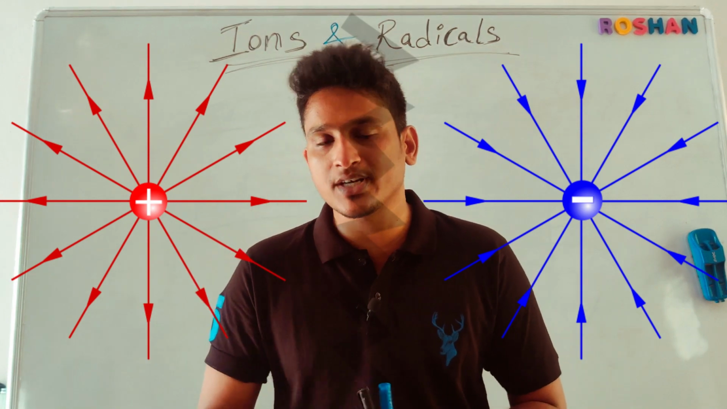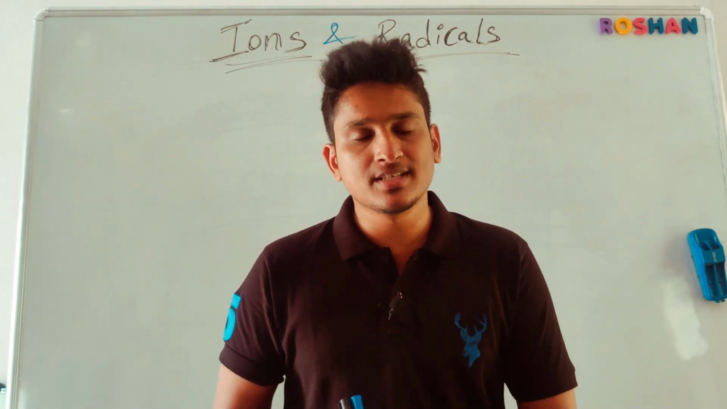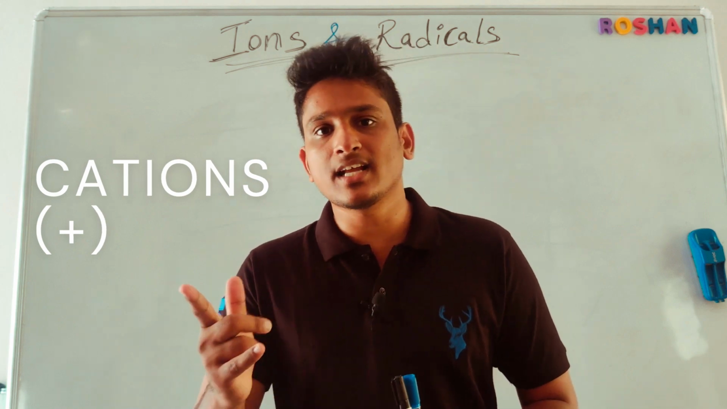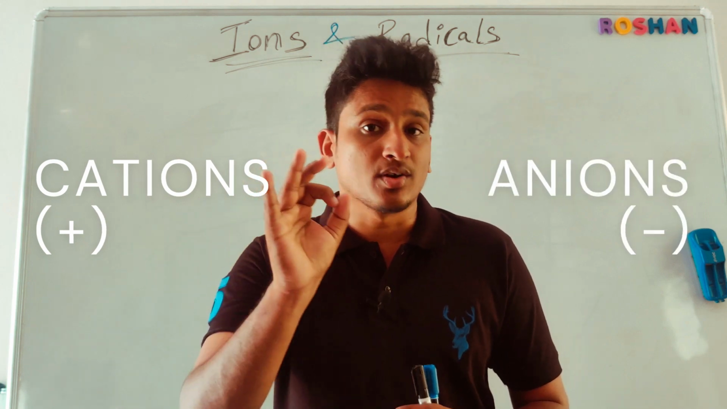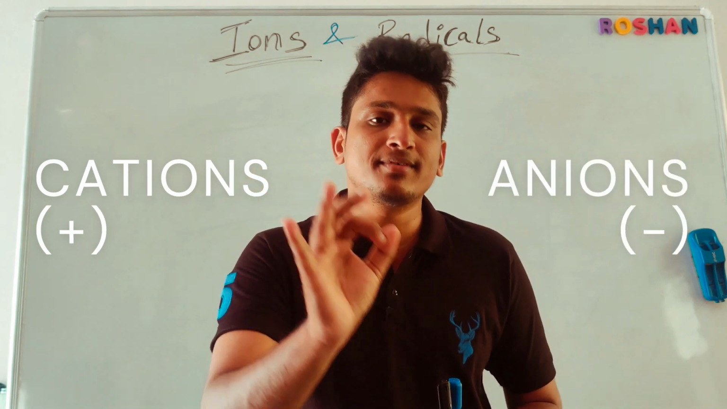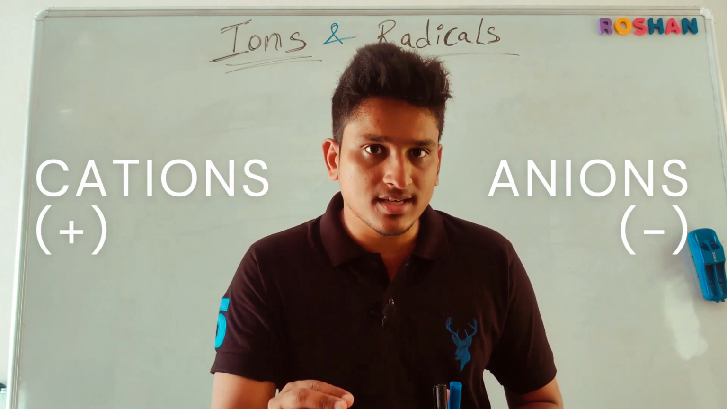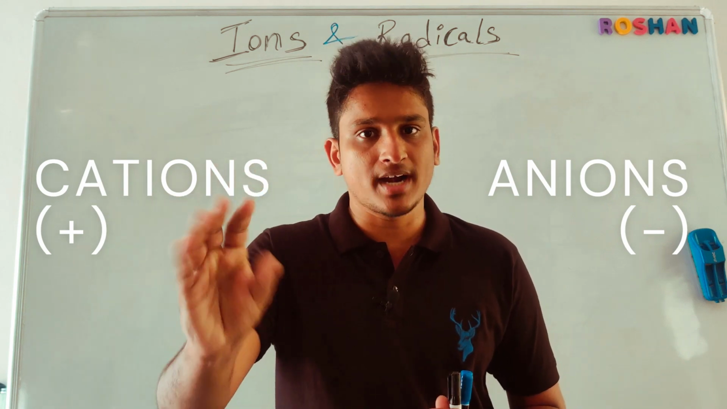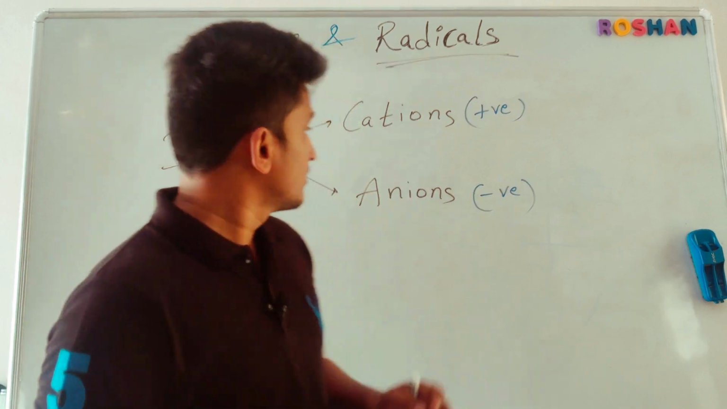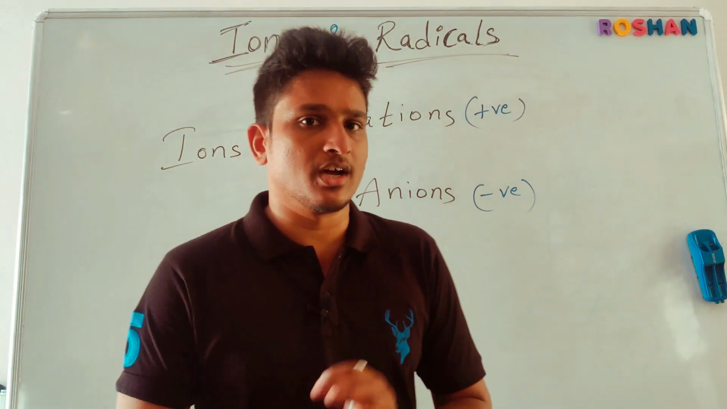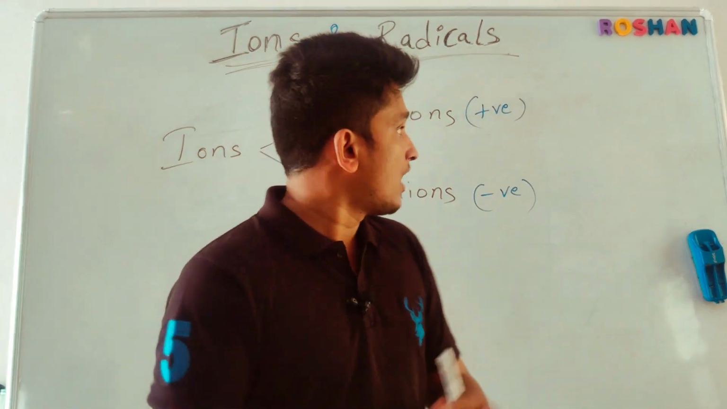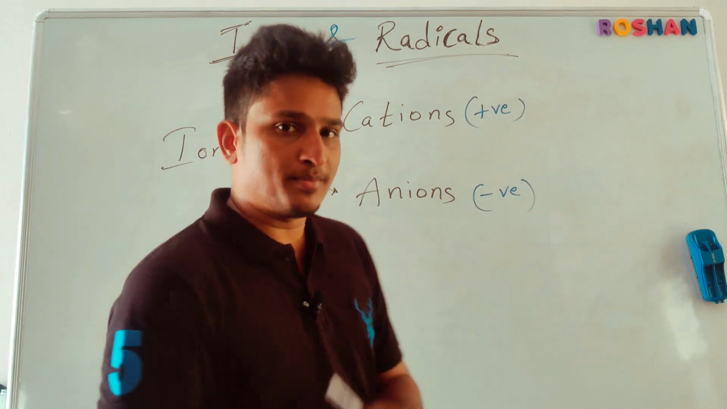So based on the charge, ions are of two types. One type is called cations, the second type is called anions. Cations are positively charged particles. Anions are negatively charged particles. Got the clarity? So students, like ions, how do they get the charge? How do they form cations and how do they form anions?